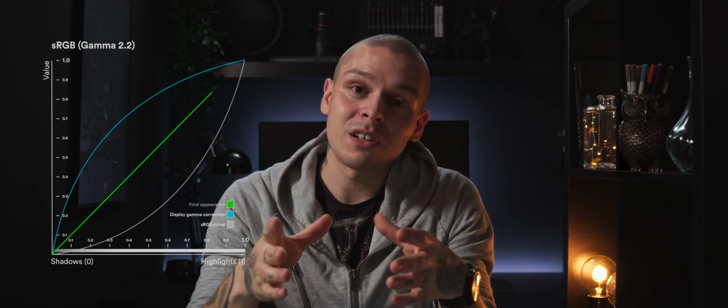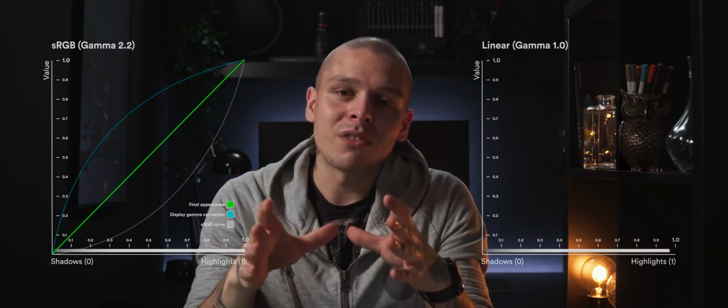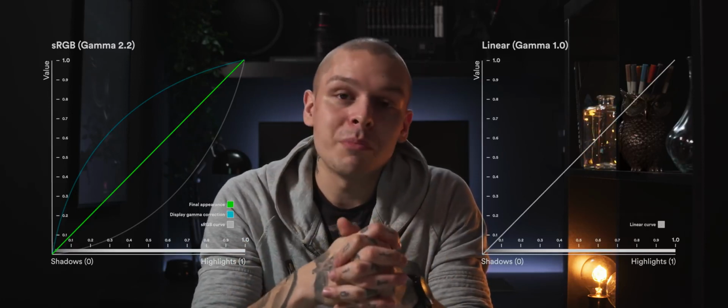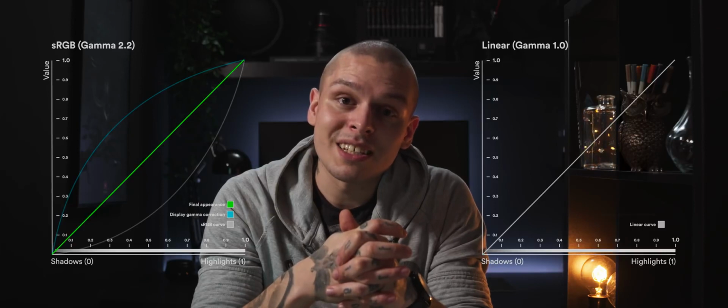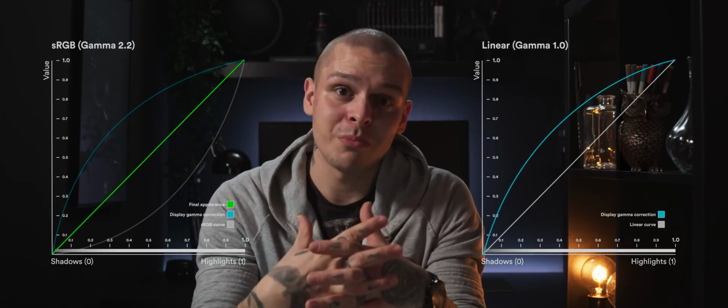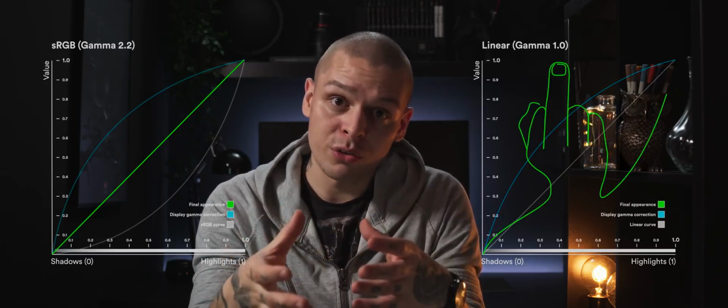sRGB gamma curve looks like this. Whenever you're viewing something, our devices are applying correction to this curve and display colors properly without you even thinking about it. And linear gamma curve looks like this. But whenever you're trying to preview a linear image, your monitor thinks it's sRGB content and tries to display it as sRGB. That's why linear images may look very wrong on your screen.